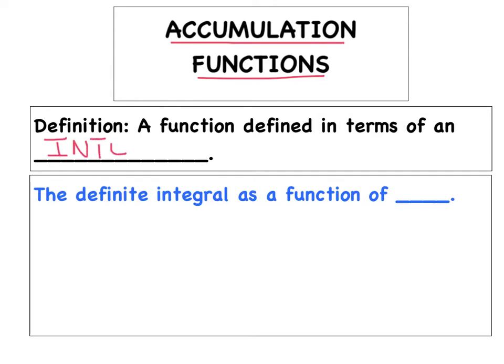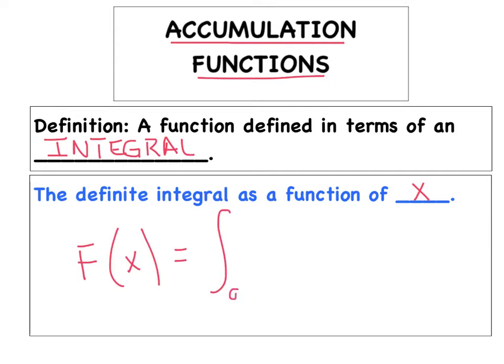And it's going to take us a little while to get used to this idea of a function being defined in terms of an integral. But we definitely saw some last night. Now, let's say it's a function of x here, and let's say capital F of x equals the integral from a to x of little f of t dt.